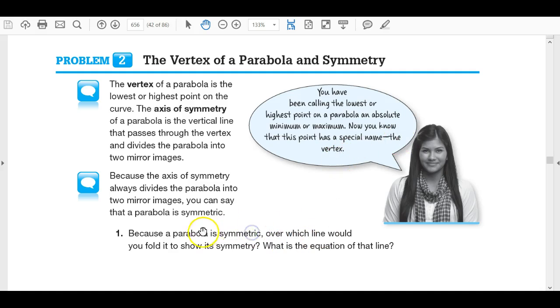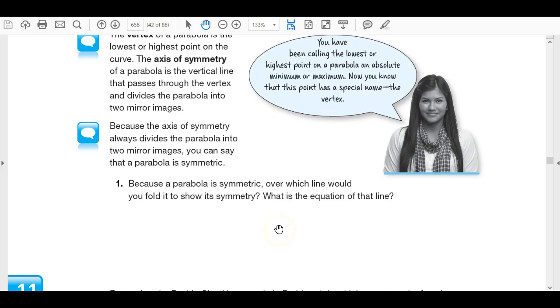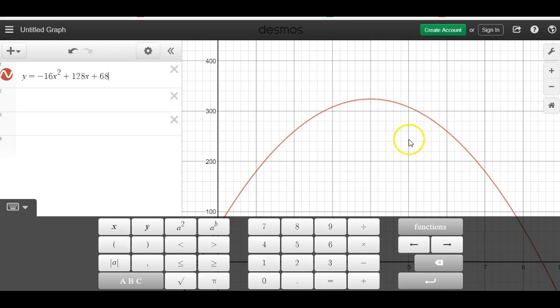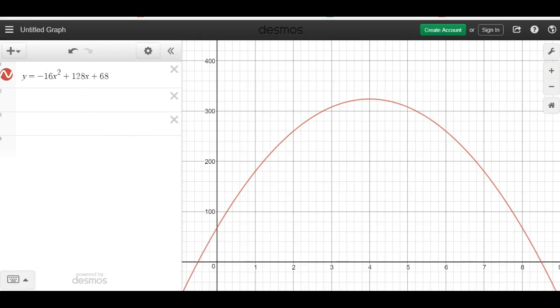It says, because a parabola is symmetric, over which line would you fold it to show its symmetry? What is the equation of that line? So let me draw that out for you. If I was going to fold this over on itself, I would need to fold it from that point right here, straight down. And what is the equation of this line? That's what they're asking, right? It goes through the vertex and it's straight up and down right here. Oh man, I'm not drawing that very well. Sorry. And I could fold this over and it would match exactly.